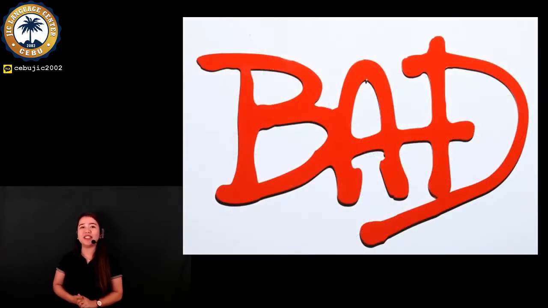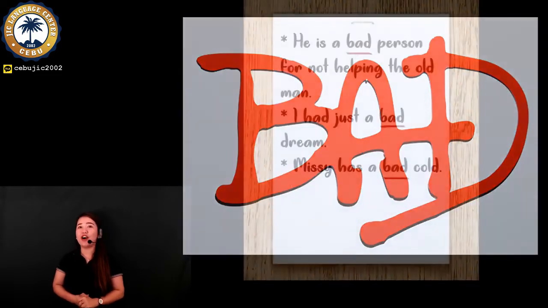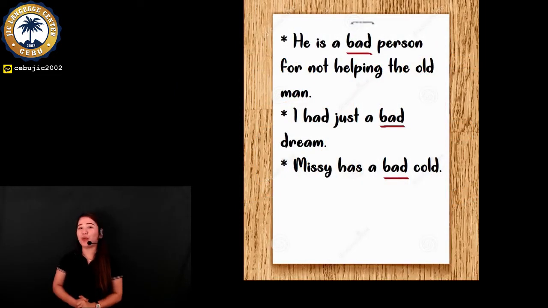So we have here some example sentences of these words. First, we have bad. Take note that I will read the sentences twice and you will repeat after me. Am I understood? That's great. Okay, so let's get going. He is a bad person for not helping the old man. One more. He is a bad person for not helping the old man.